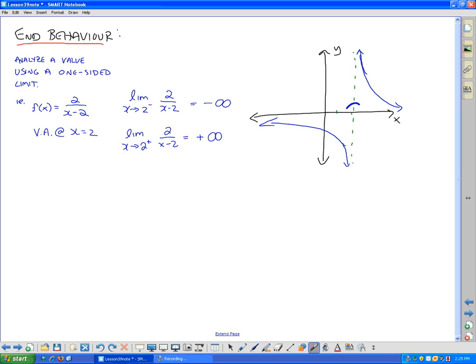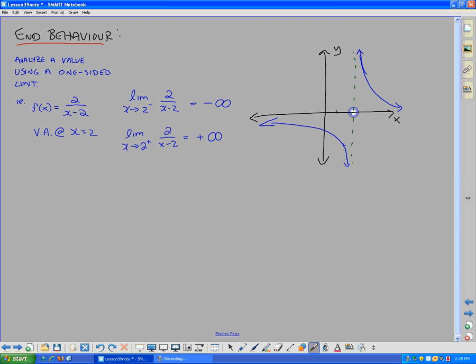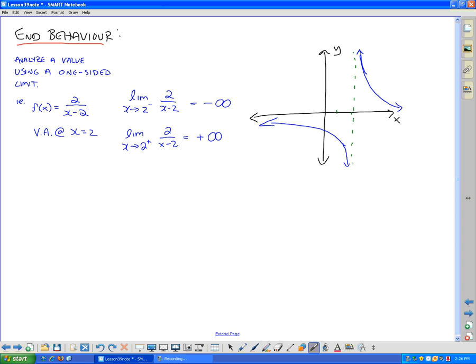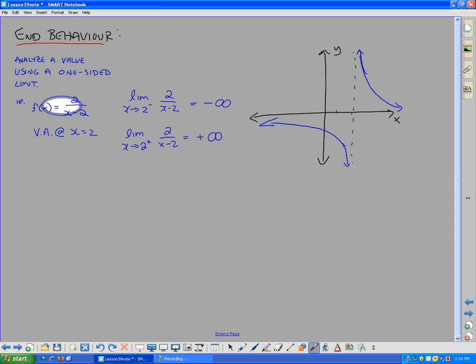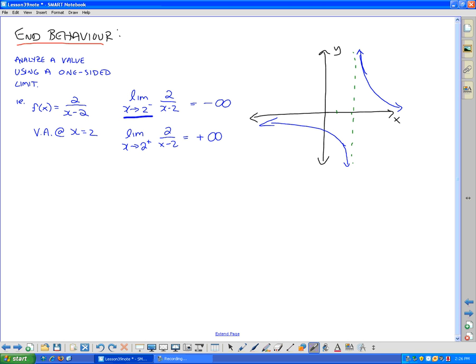We know that at +2 here, there's an asymptote. So we want to know the end behavior, and we do the one-sided limit analysis. Here's the function I have sketched. We want to look at the limit as it approaches from either side.